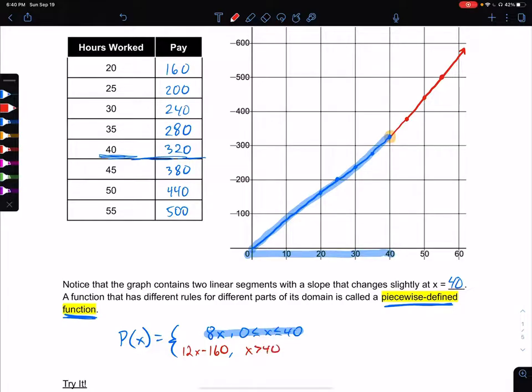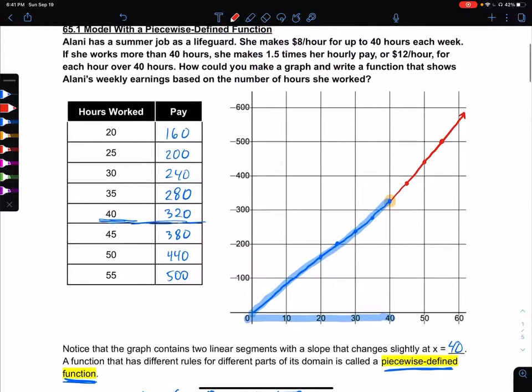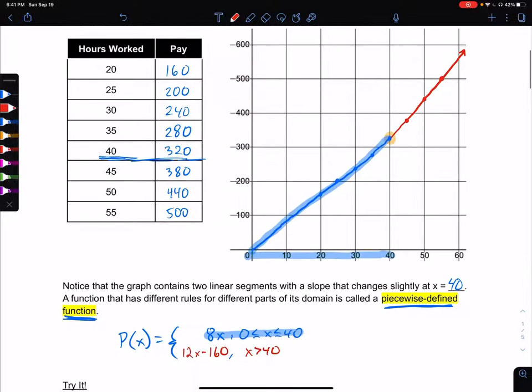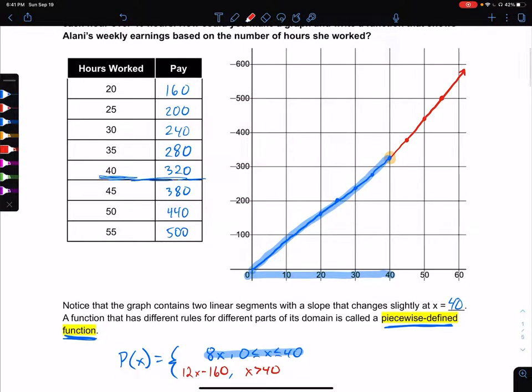greater than 40. Now, there will be a realistic limit, right? I mean, she can't work 700 hours in a week. But for the purposes of this, we're just going to say x is greater than 40. We're not going to put a cap on the amount of hours that she worked. We're just going to figure this out. And that's that part. So that would be the red part of our linear function, and that would apply from 40, or right after 40, going up in terms of the domain. That's where the x is greater than 40.